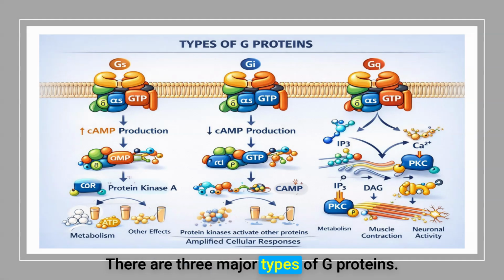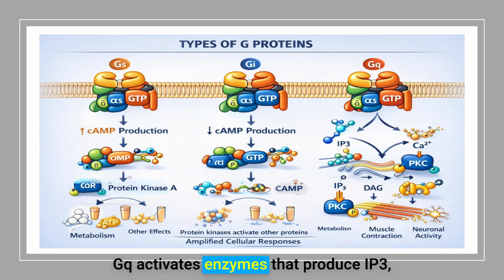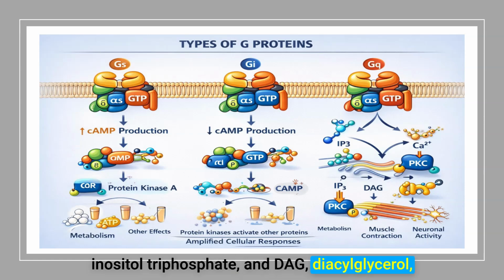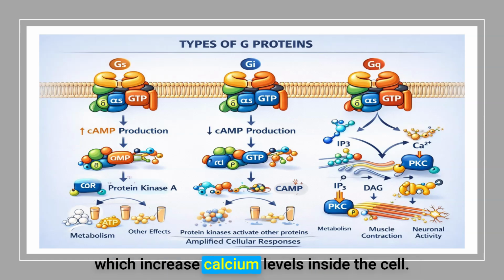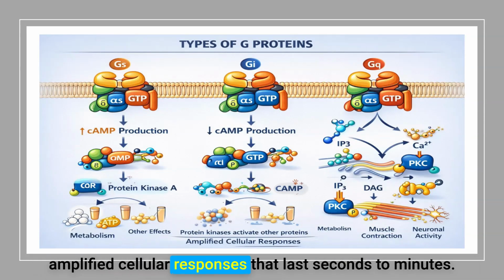There are 3 major types of G proteins. Gs increases the production of cyclic adenosine monophosphate, or cAMP. Gi decreases it. Gq activates enzymes that produce IP3, inositol triphosphate, and DAG, diacylglycerol, which increase calcium levels inside the cell. These second messengers activate protein kinases and create amplified cellular responses that last seconds to minutes.